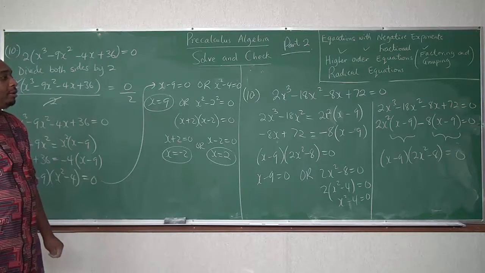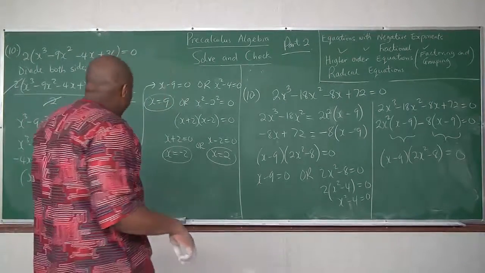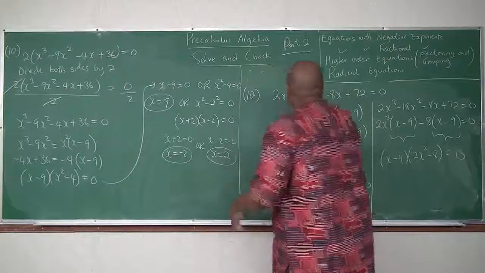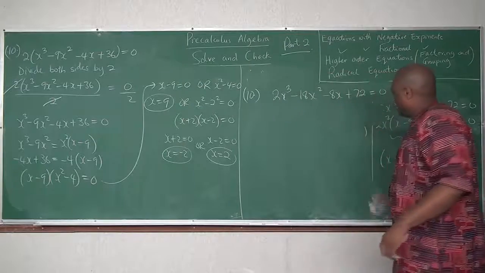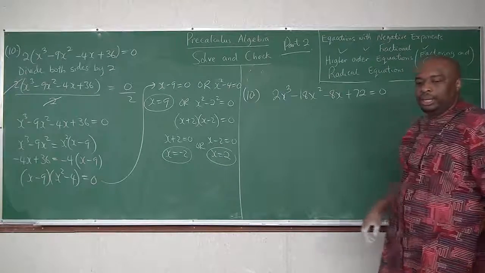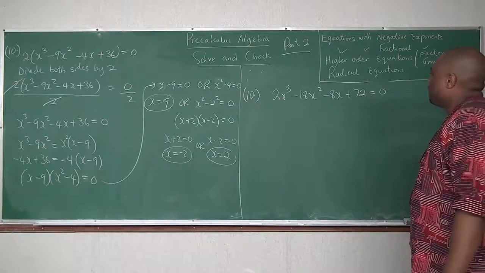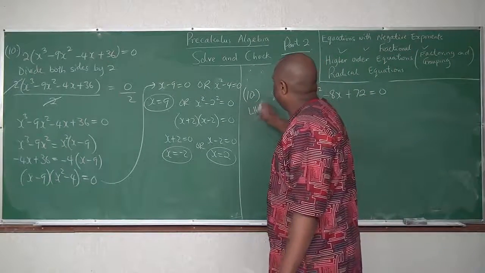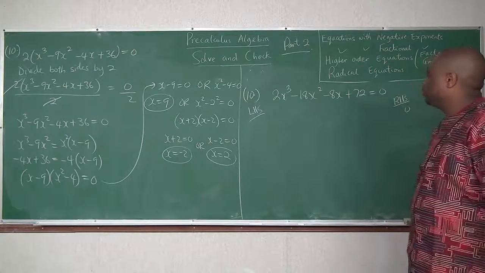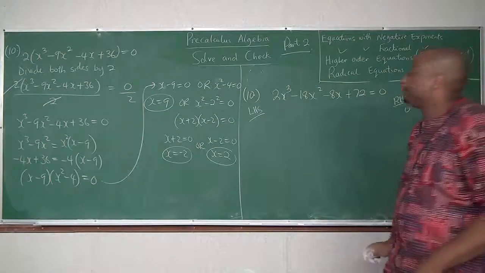The next thing we have to do is check our work. We have to check our work to make sure that it is right. Anything called equations, anything at all called equations, it is important that you check. This is our left hand side, and our right hand side is 0. Now, let's start with checking for x equal to 9.